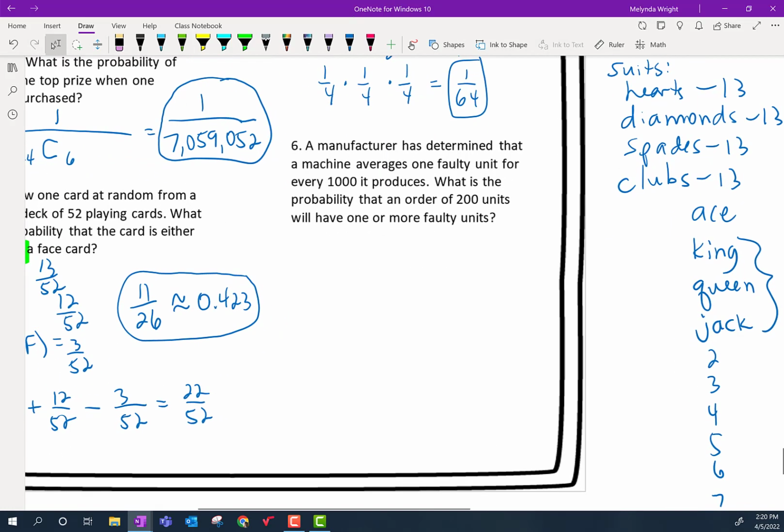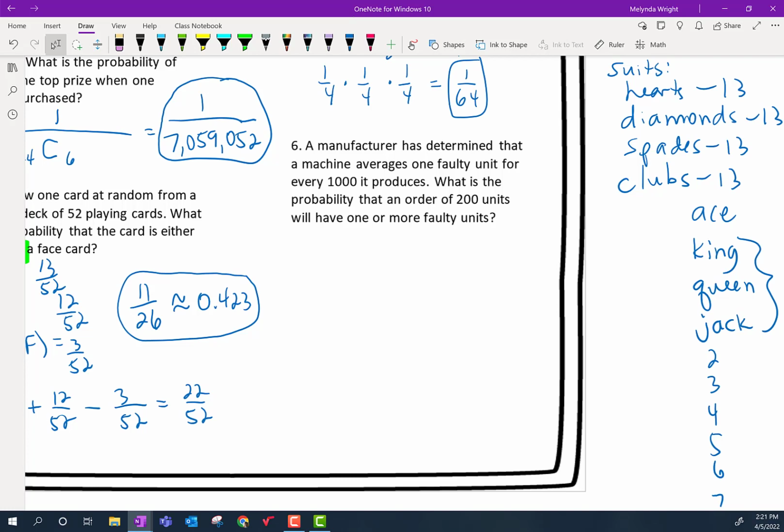A manufacturer has determined that a machine averages 1 faulty unit for every 1,000 it produces. What is the probability that an order of 200 units will have one or more faulty units? Ah, the or more. Why are they doing that? One or more. What does that mean? Ooh, that means I have to figure out the probability that it's going to have one faulty unit, or two faulty units, or three faulty units. Am I done? No. Or four faulty units, or five. Am I done? No. Or six. I'd have to keep going till I got to 200. Ooh, that would be terrible.